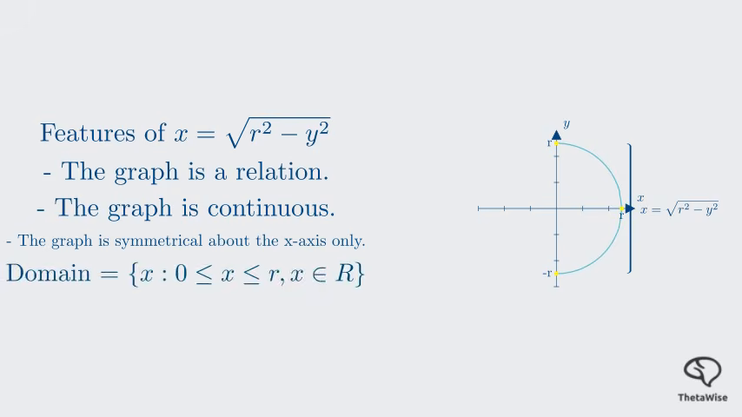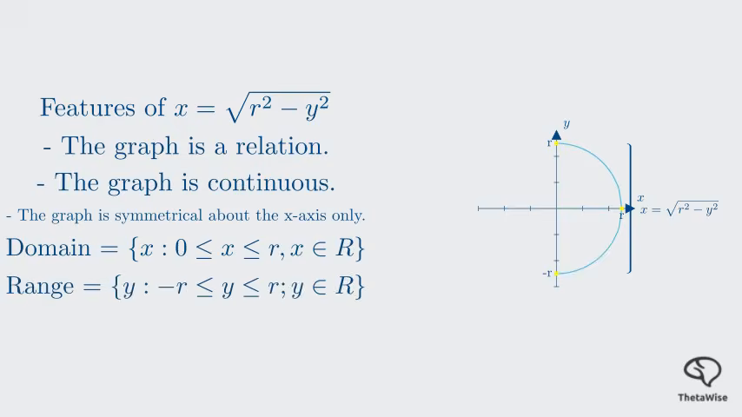The domain is from 0 to r, inclusive. The x values only exist in the positive half of the x-axis. The range is from negative r to positive r, inclusive. The graph spans the entire vertical range of the circle.